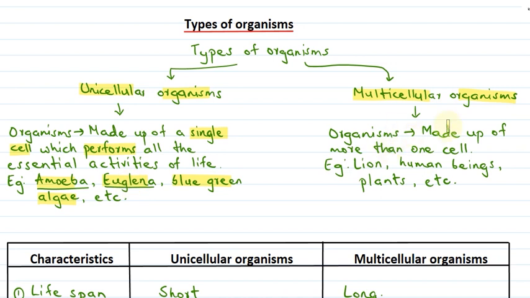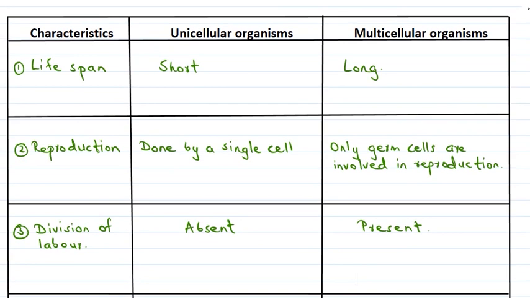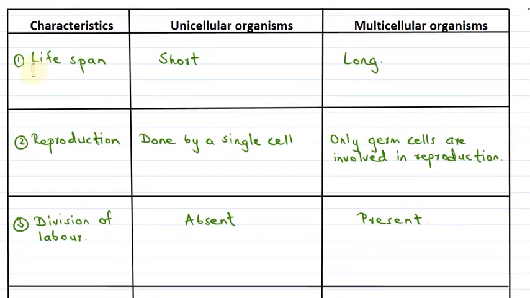The multicellular organisms are those made up of more than one cell, and here different cells are responsible for carrying out different functions of the body. For example, lion, human beings, plants, etc. are examples of multicellular organisms. Then we talked about the difference between unicellular and multicellular organisms. The first characteristic we considered was lifespan, which is short in unicellular organisms, whereas it is long in multicellular organisms.